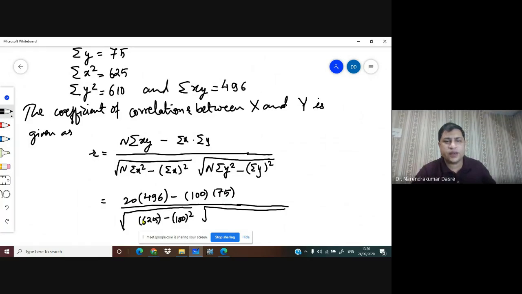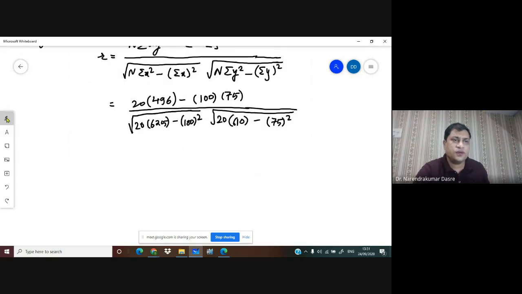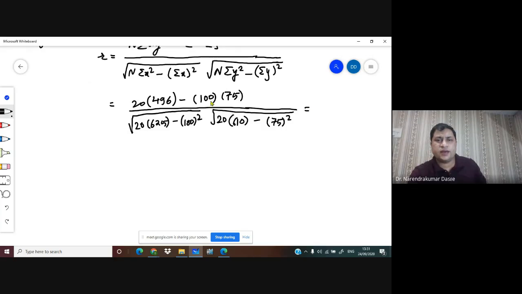So this is 20 times, then this is 20 times summation y square 610 minus summation y square, so 75 square. Okay, so we got this term. Now use the calculator and let us calculate. Calculate this value and tell me what value you are getting for this. So we have R is equal to, and hence R is equal to.